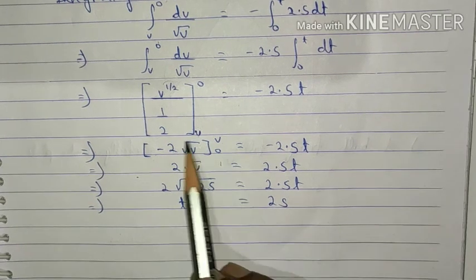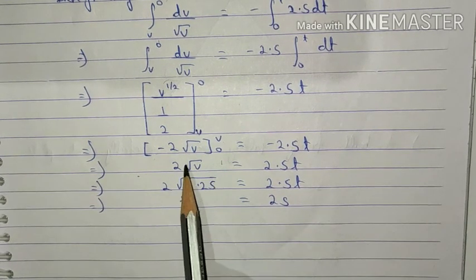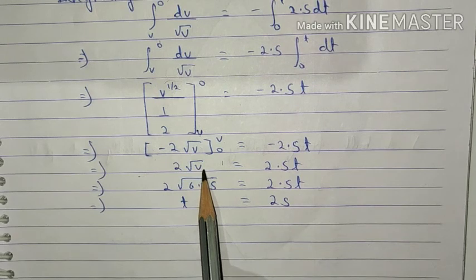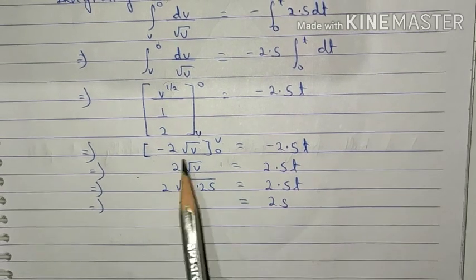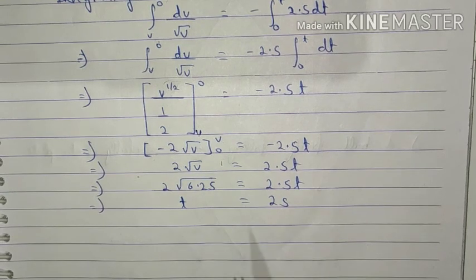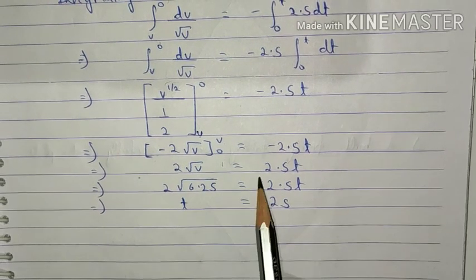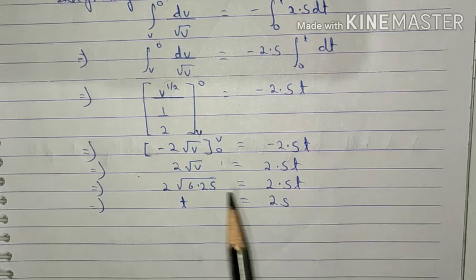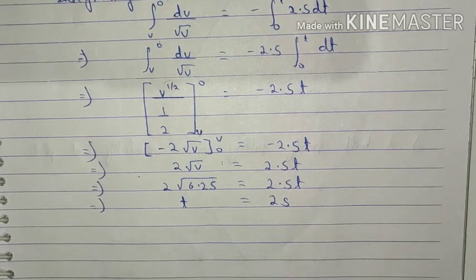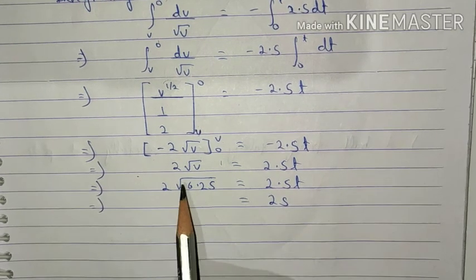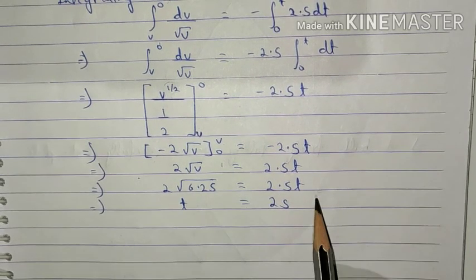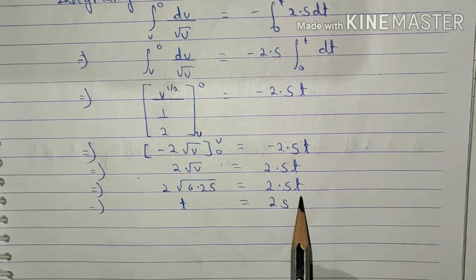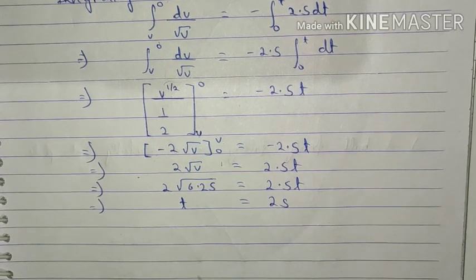So applying this limit on this, we will get the value as 2 root v, and the negative sign got cancelled from both the sides. So we have 2 root v is equal to 2.5t. Value of v is given as 6.25 meters per second, so we can put the value as under root 6.25 is equal to 2.5 t, and hence the value of t comes out to be 2 seconds.